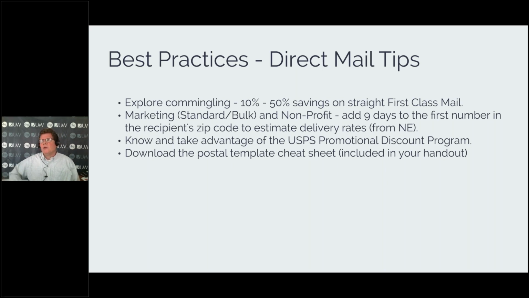So if I'm mailing New England to New England, zip codes start with 0, about 9 days. If I'm mailing to Beverly Hills 90210, 18 days. There's a little trick for you. The other one, take advantage and know the USPS promotional discount program. We have a whole webinar series on this. I'm going to send you the link, and understand some of these components that you're already doing during the promotional discount period.